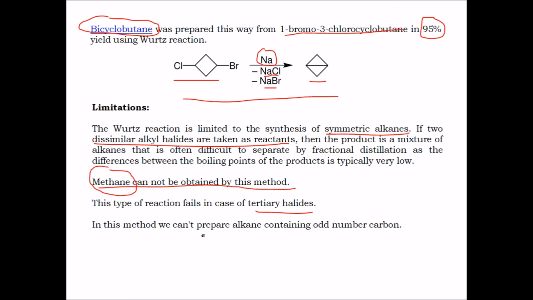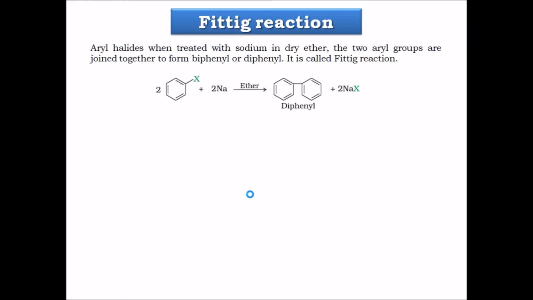And the last one: in this method we cannot prepare alkanes containing an odd number of carbons. That's also a point we already discussed. So those are the limitations of the Wurtz reaction. And in exactly the same way, we have two more reactions here.